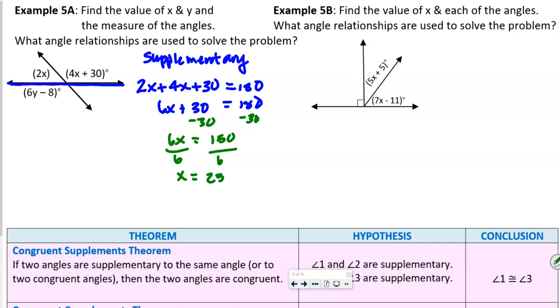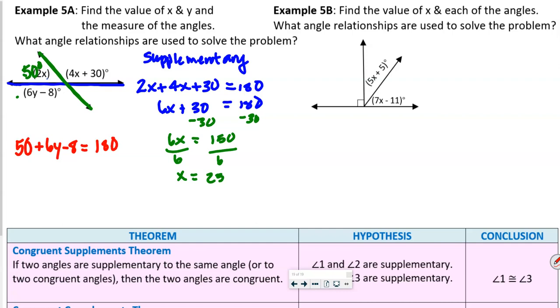Now, to solve for this y angle down here, we're going to use this relationship. You see right there, those two angles form a straight angle as well, right? So I'm going to find out what 2 times 25 is, and 2 times 25 is 50. So that angle up there is 50. So when we're trying to find the y angle, everybody listen to me, we're going to do 50 plus 6y minus 8 equals 180 now, right? So we had to find that angle up there at the top first.